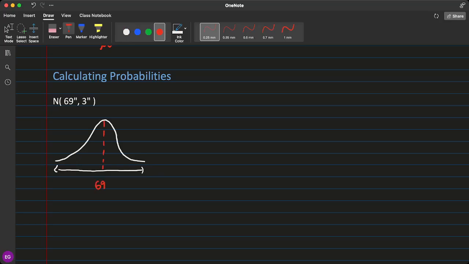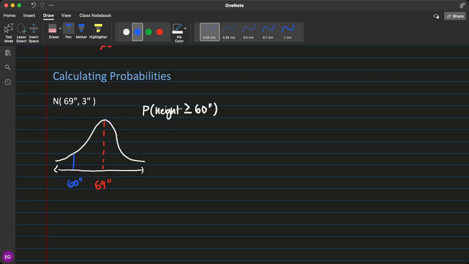Boom. Okay. So let's say that we want to know, hey, what's the chance or the probability that someone's height, and remember height is modeled by this normal model of 69 inches for the mean and 3 inches for the standard deviation, what's the chance that they are taller than 60 inches? So what does that mean over here? So remember 60 inches is 5 feet tall. So 60 inches would be about over here somewhere.